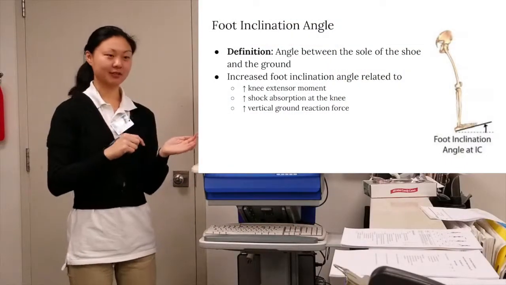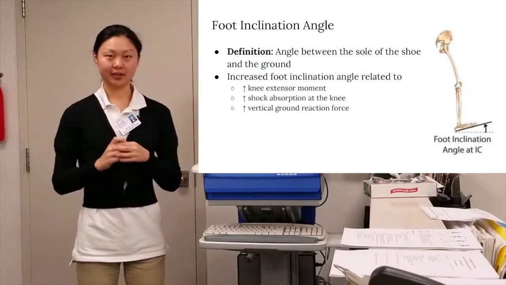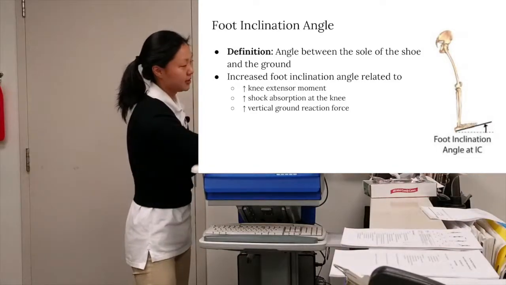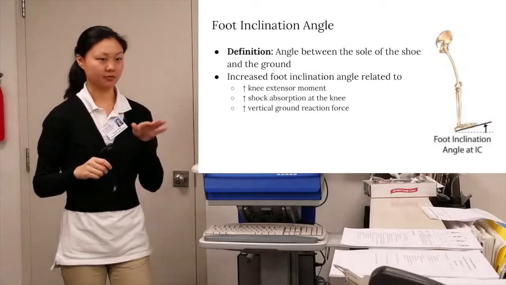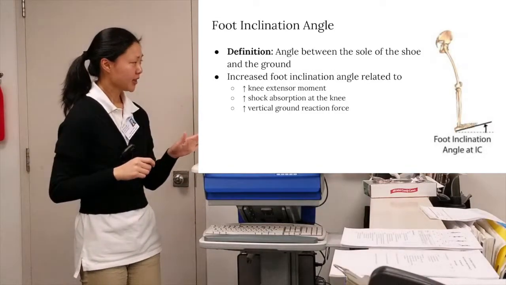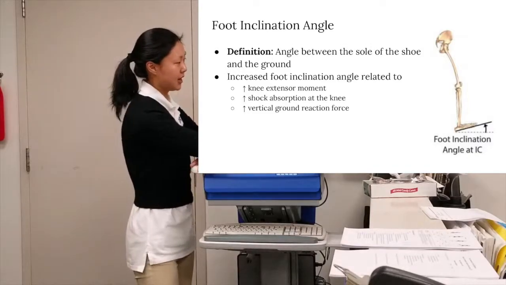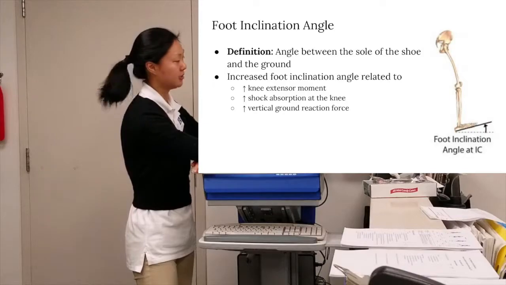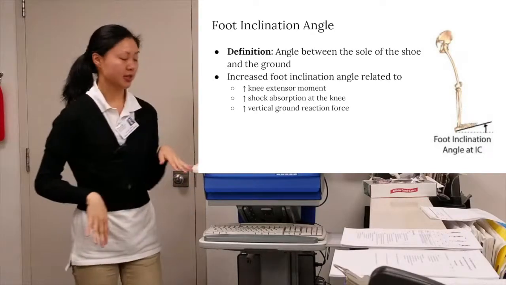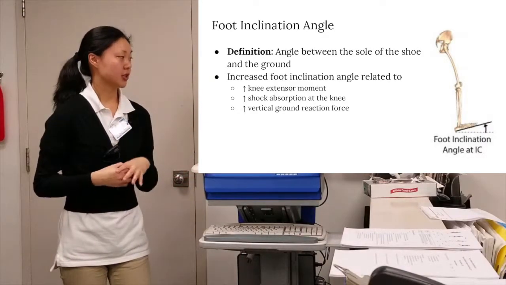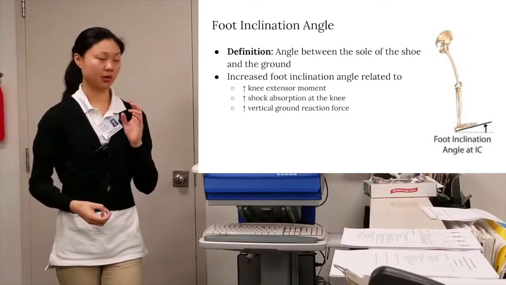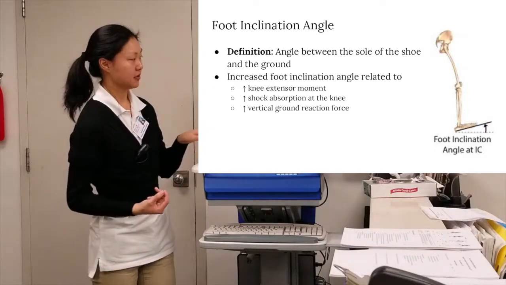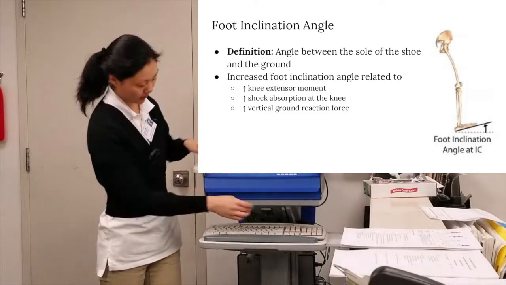Okay, so that was the foot strike. Next we have the foot inclination angle, and that is the angle between the sole of your foot and the ground. And this is largely dependent on what type of foot striker you are. So they found out that if you had an increased foot inclination angle, so basically landing more with your heel first, you actually had a greater knee extensor moment or torque, greater shock absorption at the knee, and a higher vertical ground reaction force. So that's what they found with those who have a greater angle here.